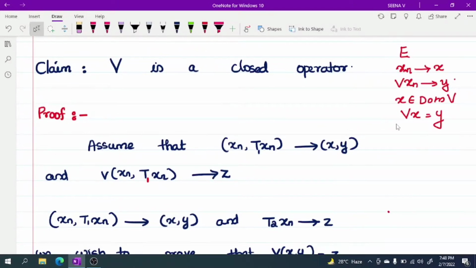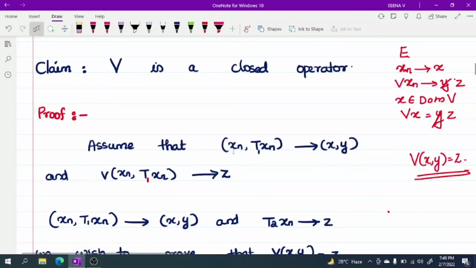Let that ordered pair be (x, y). And this V(xn), that means V of that sequence, converges to, as we have used y here, we are denoting the limit as z. So for convenience, we use the limit as z, and we have to prove V of (x, y) equal to z. If we prove V of (x, y) equal to z, then V is a closed graph operator.